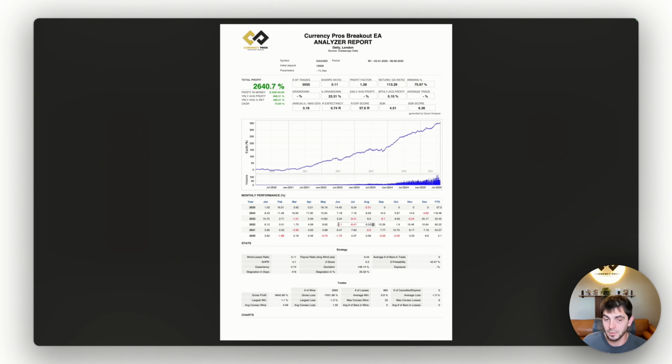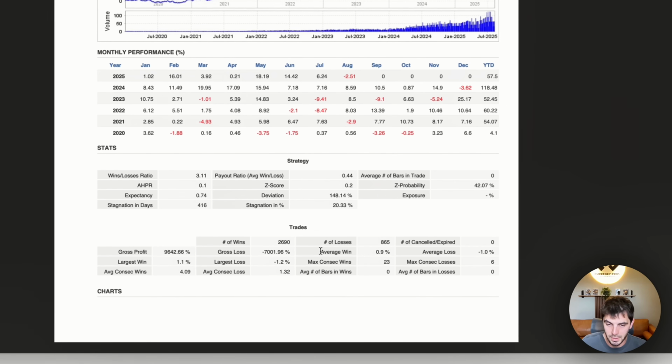You have to be able to handle those months in order to be able to experience the profitable months that follow. Now, drawing your attention to the very bottom of this backtesting report, we've got max consecutive wins, 23, max consecutive losses, 6. So this is throughout the entire 5-year period.